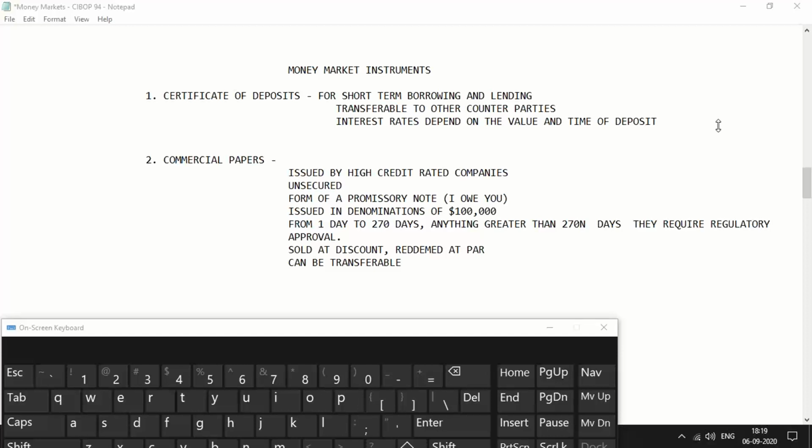Issued by high credit rated companies, unsecured, issued in denominations of $100,000, issued from 1 to 270 days, sold at discount and redeemed at par. Is this clear with everyone? Quickly write this down and then we'll move on to the next set.